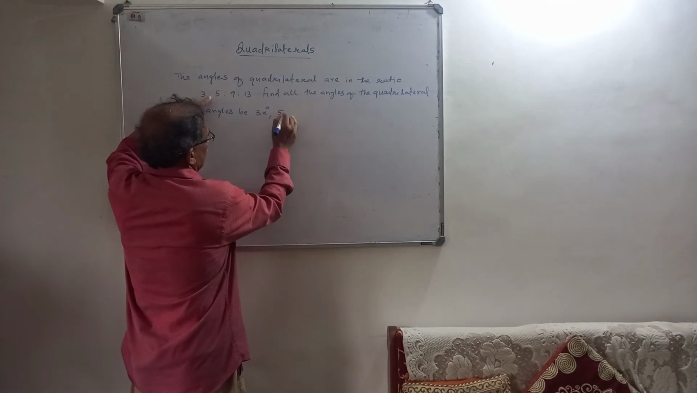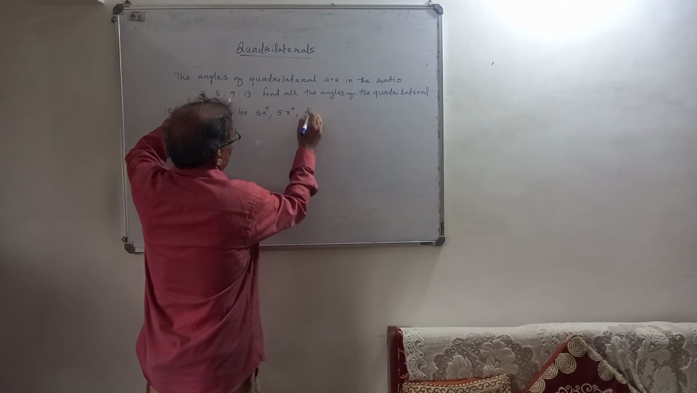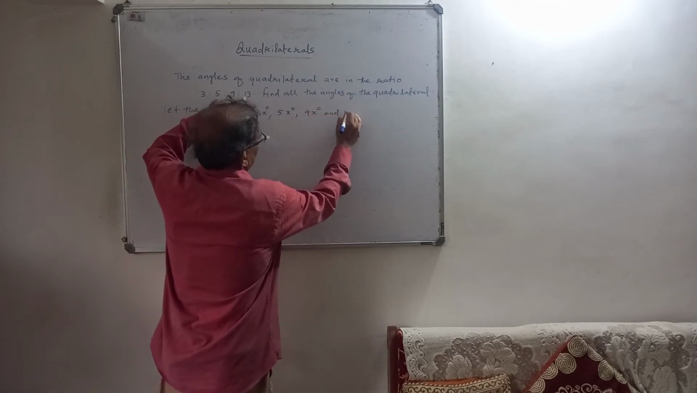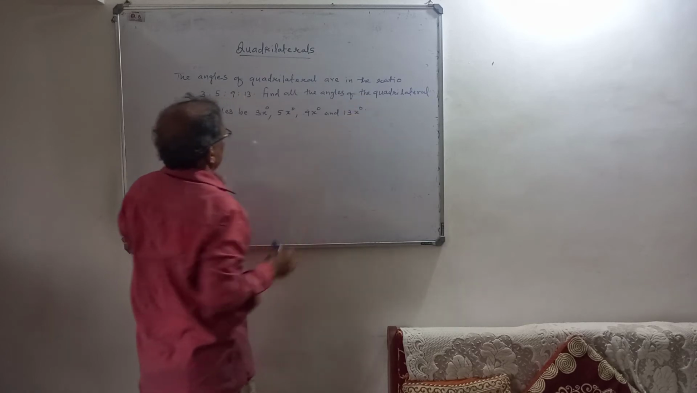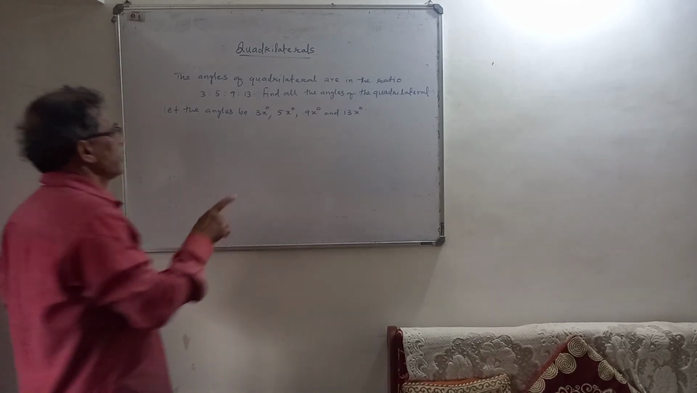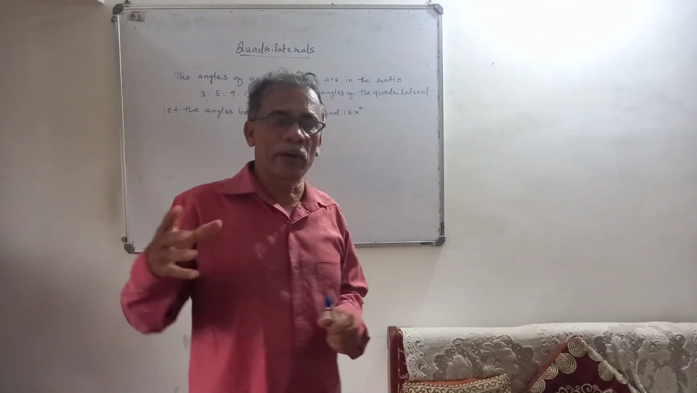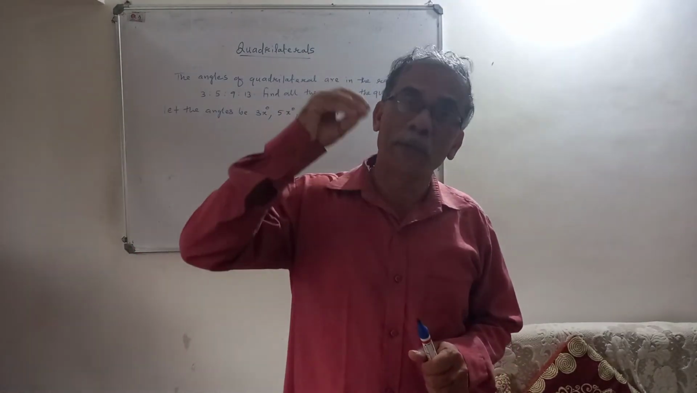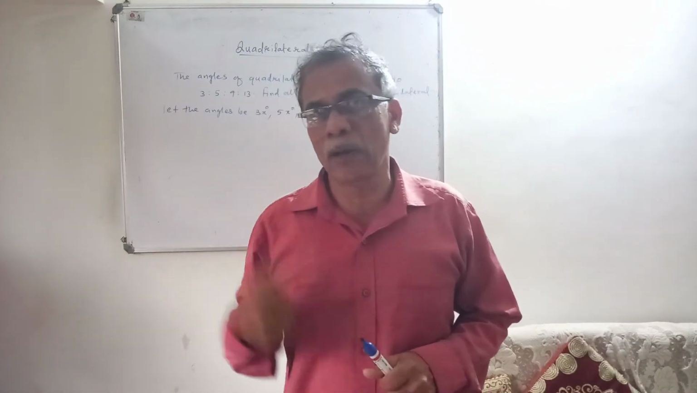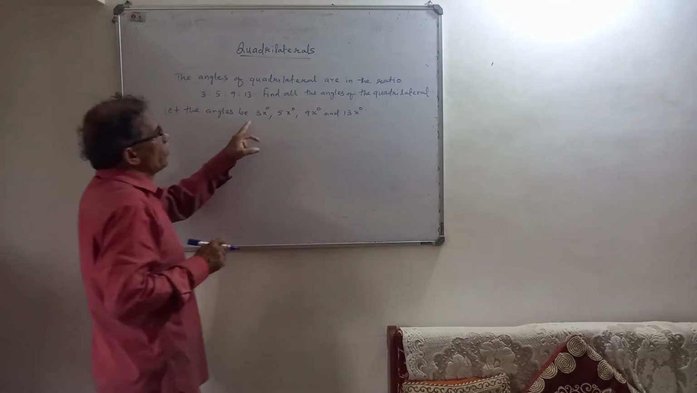Then 5x degrees, 9x degrees, and 13x degrees. Now all these are the angles of what? Quadrilateral. How many angles does a quadrilateral have? It always has 1, 2, 3, 4 angles. And if it is a quadrilateral, what is the sum of all 4 angles? It is 360. We have just proved it.